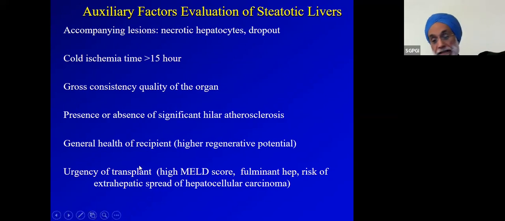And then, of course, if there's a high MELD score, if the person is going to die in the next 4 weeks, it's better to give a liver and maybe hope that it works and avoid certain death. So that's it, because there is no dialysis counterpart in liver transplantation.